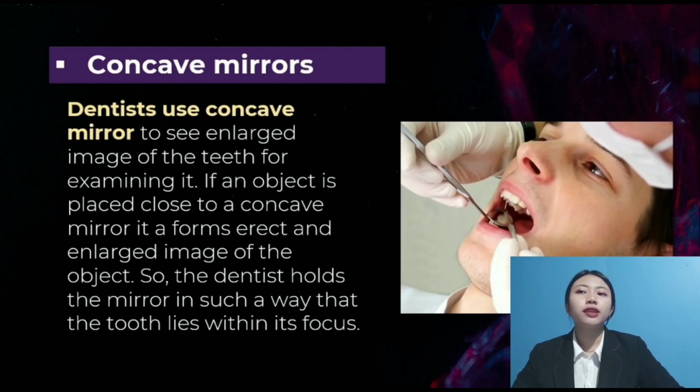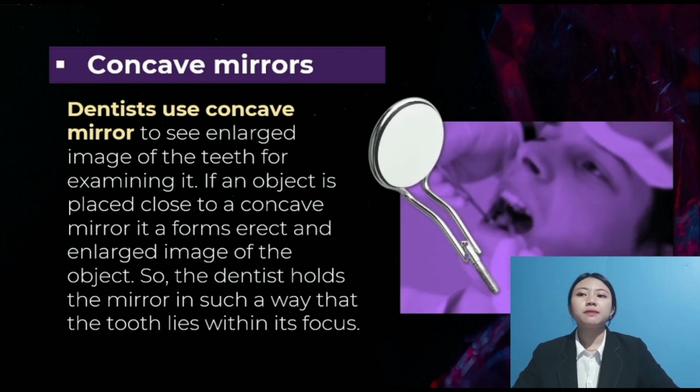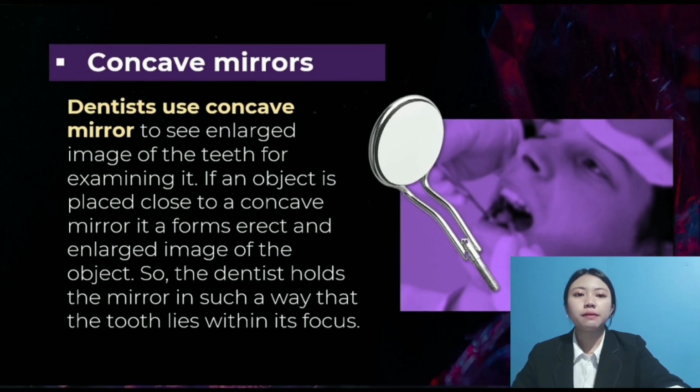Next, for concave mirrors, dentists use concave mirrors to see enlarged images of the teeth for examining them. If an object is placed close to a concave mirror, it forms an erect and enlarged image of the object, so the dentist holds the mirror in such a way that the tooth lies within its focus. Have you ever been in a dentist's chair? Have you seen this kind of tool that the dentist uses to examine your teeth?